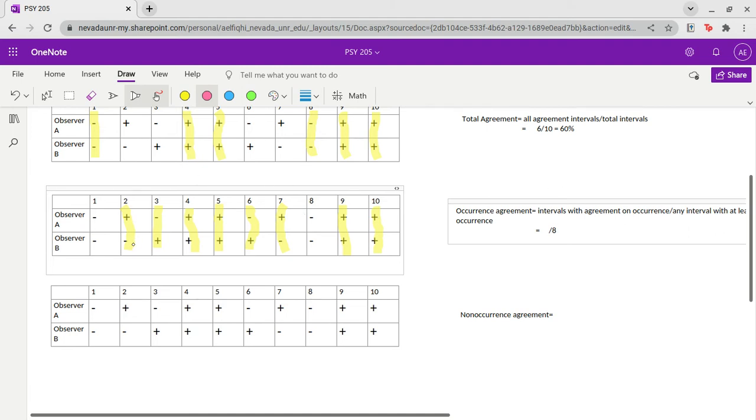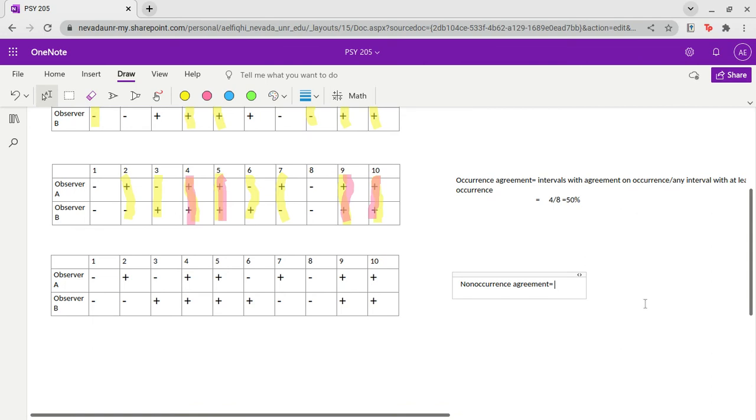So interval 2, only 1 did. In interval 3, only 1. Interval 4, they both marked occurrence. Interval 5, they both marked occurrence. Interval 6, they did not. Interval 7, they did not. And then in interval 9 and 10, they both marked occurrence. Okay, so again, we're going to go back and count. We have 1, 2, 3, 4 intervals in which they both agreed that there was occurrence of screaming behavior. So we have 4 out of 8. And again, I'm going to put that into a percent, and that's going to be 50% occurrence agreement.